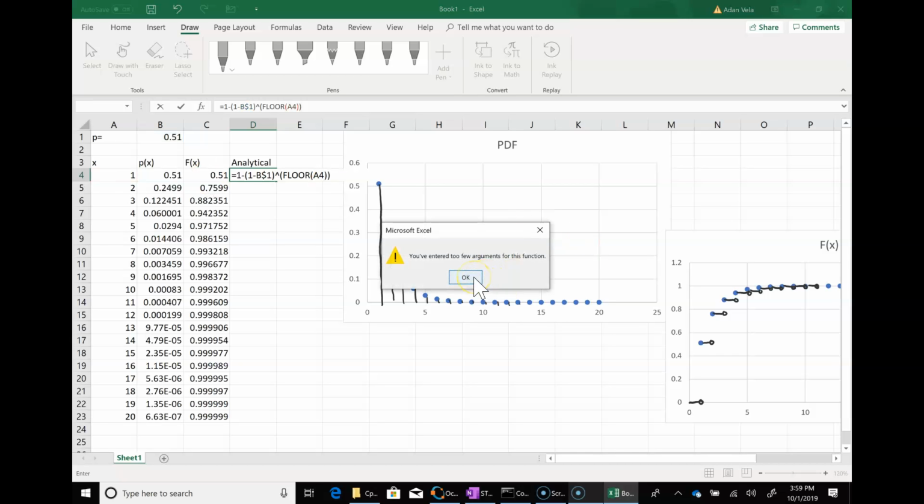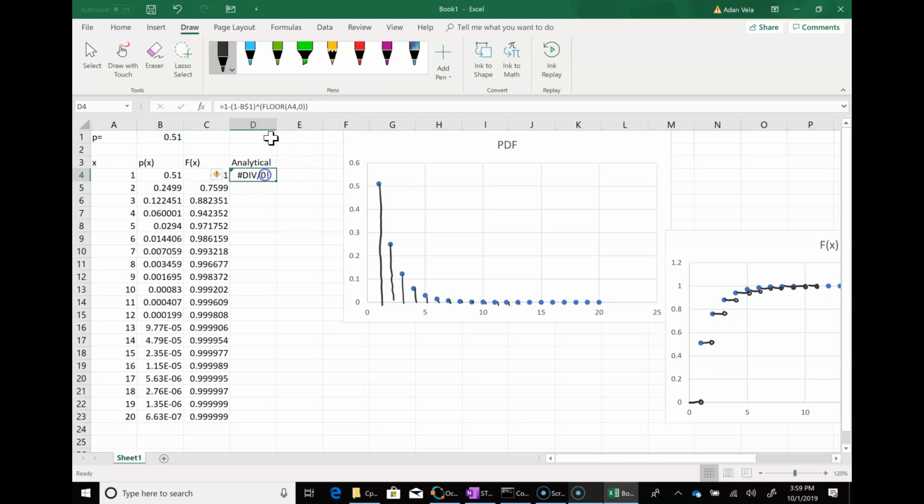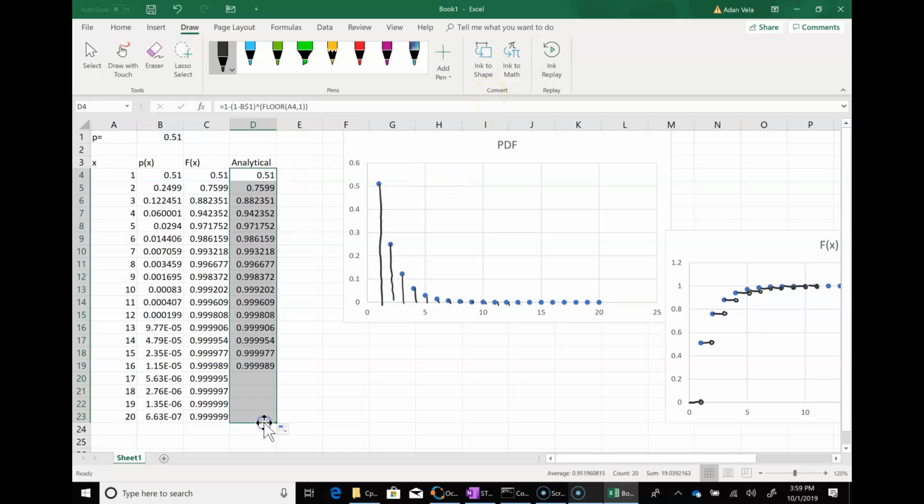Oh, too few arguments. Oh, 0? Oh, wrong one. Surprised it makes me do that. No? 1? Let's see. Ooh. Crossing my fingers, I know how to use floor. There we go. Okay, good. And so what we see is that these equations, in fact, do match, right? So it's always good news.